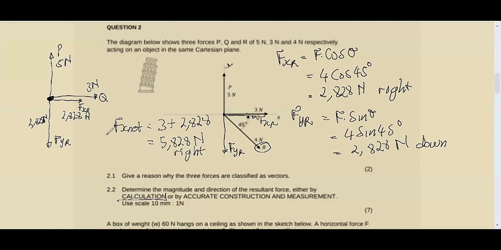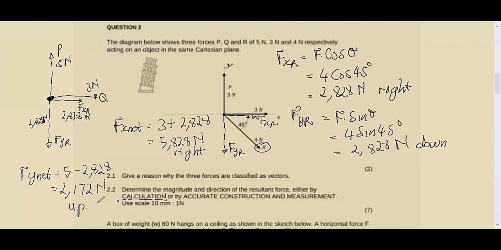But if we are to calculate the Fy net, which is the resultant for the vertical, we can see that they're in opposite directions. So we need to subtract 5 minus 2.828. Then if we are subtracting that, we have a value of 2.172 newtons. And where is it going? It's going up, right? Because we can see that the bigger vector here is P. So it needs to take the direction of the bigger vector.